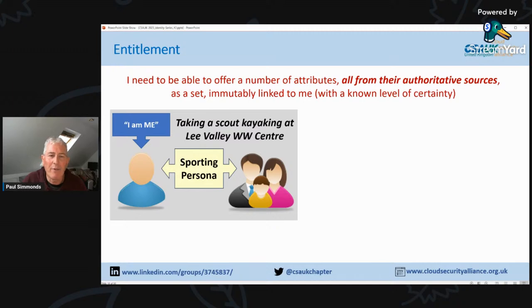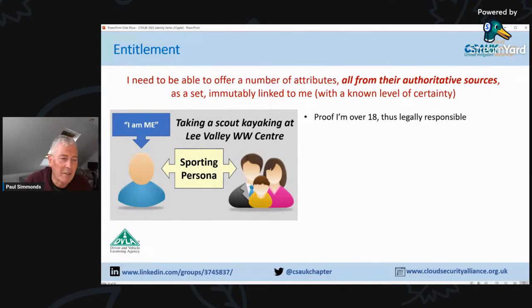I need to be able to offer a number of attributes, all from their authoritative sources, as a set immutably linked to me with a known level of certainty, normally photo in this case, if we're doing paper. So first of all, proof I'm over 18, thus legally responsible. Yep, DVLA, my driver's license has my date of birth on it. And obviously gray hair goes a long way.